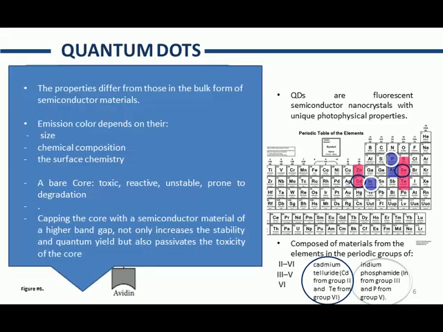An important property of quantum dots is that their core is toxic, reactive, unstable, and prone to chemical degradation. That's why, as I said, covering it with another semiconductor material with a higher band gap, for example zinc sulfide, could improve and increase their stability and quantum yield, but also passivate the toxicity of the core itself.